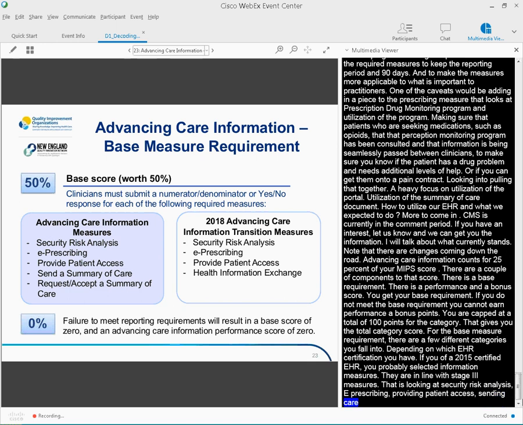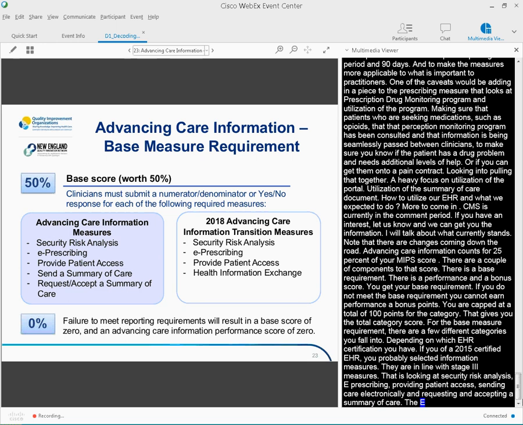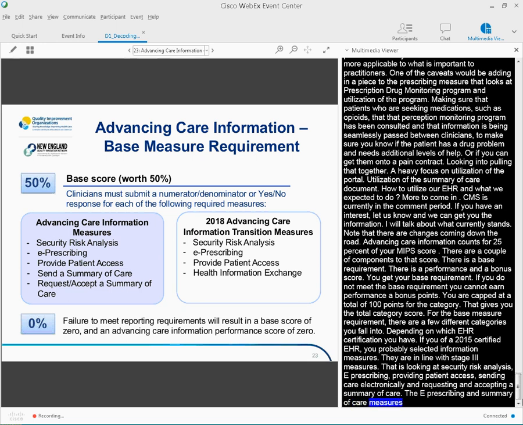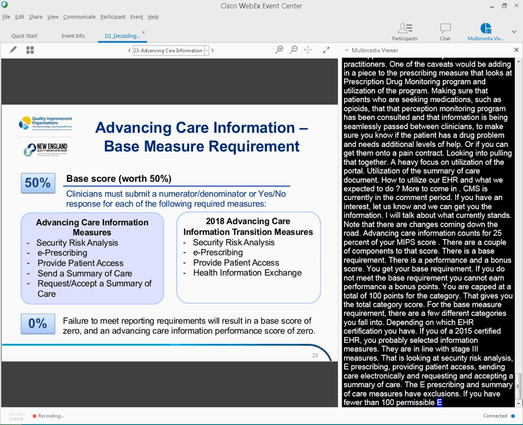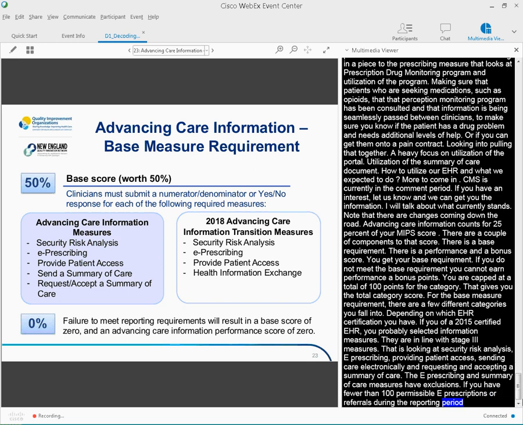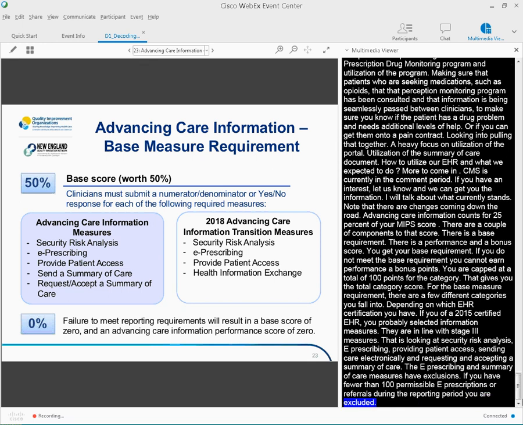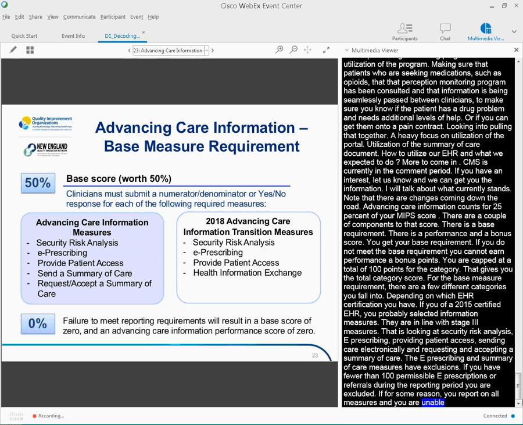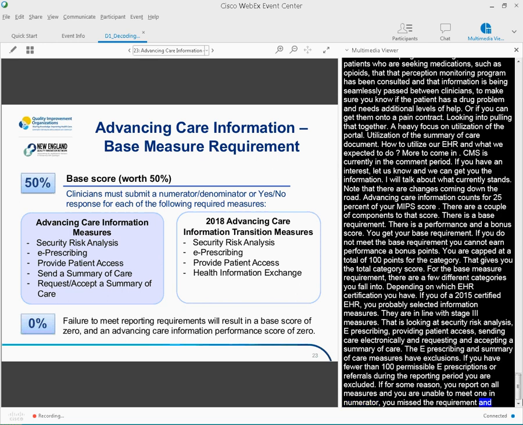The e-prescribing and the summary of care measures have exclusions. If you have fewer than 100 permissible either e-prescriptions or transitions or referrals during your reporting period, you would be excluded. You can take that exclusion right in the CMS portal. If for some reason you report on all of the measures and you are unable to meet at least one in your numerator, you would miss the entire base requirement and get a 0 for the advancing care information score. So really important to know where you fall in terms of your measures.